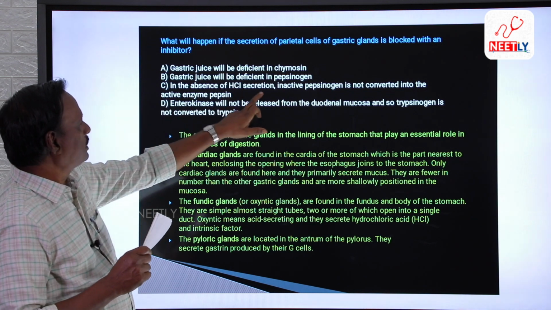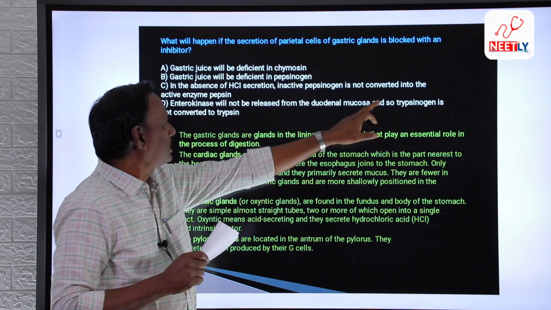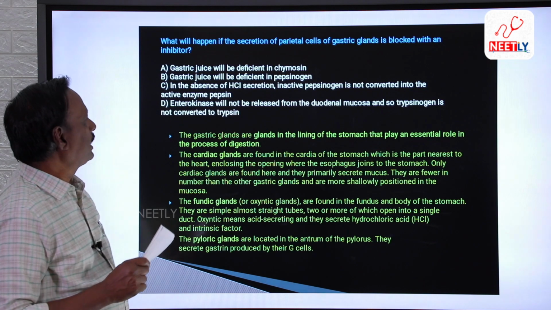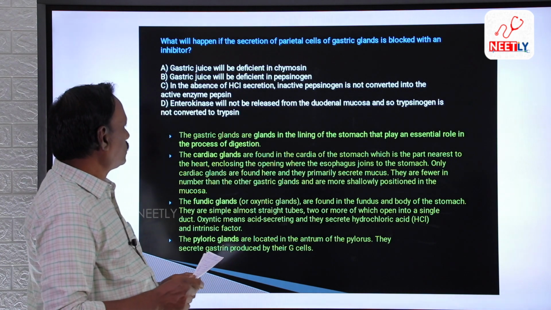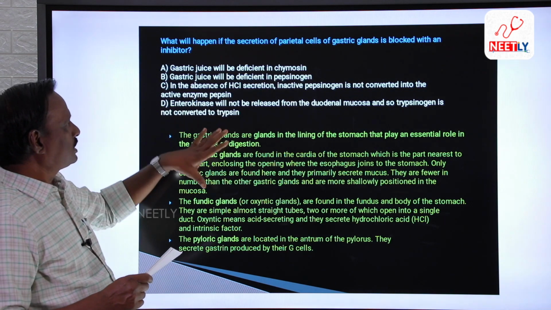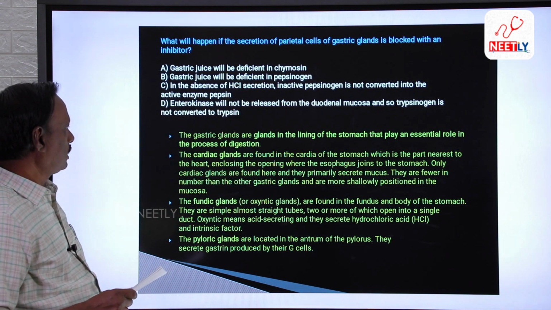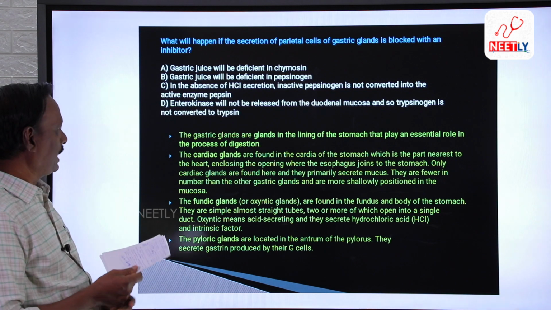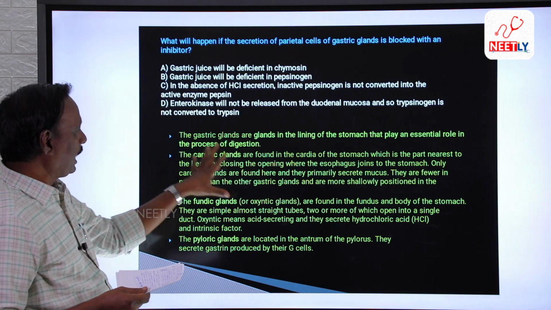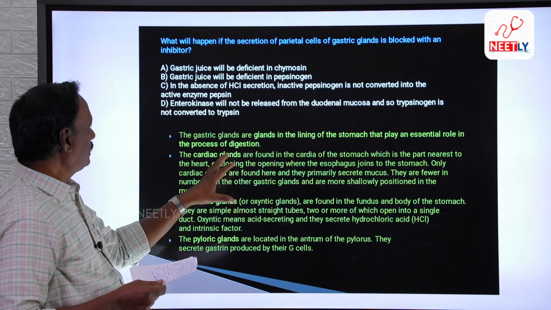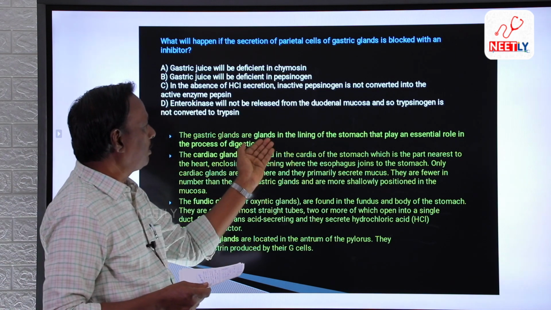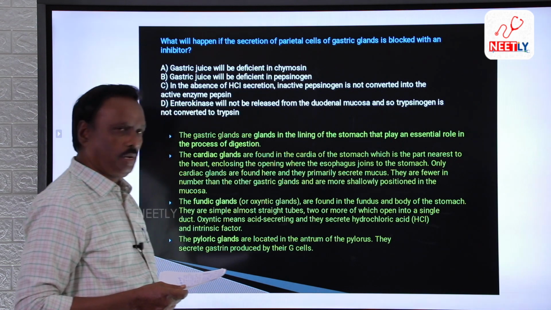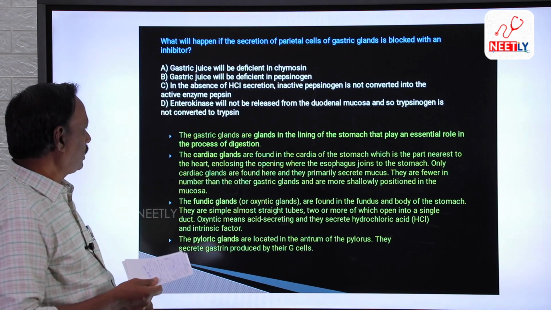In the absence of HCl secretion, inactive pepsinogen is not converted into the active enzyme pepsin. That is another thing. So let us discuss something about the gastric glands. What do you mean by the gastric glands? These are glands, or we can say small cells, that are distributed along the lining of the stomach, inside the lining of the stomach.